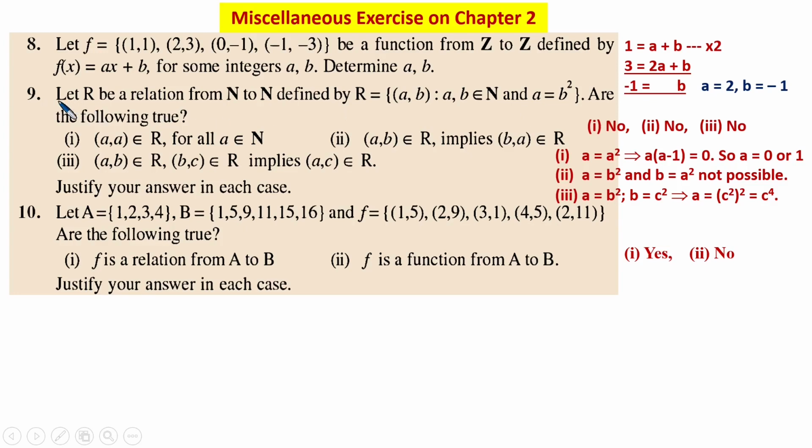So now the next problem: let R be the relation from N to N defined by R equal to the ordered pairs a comma b such that a and b belong to natural numbers and a equal to b square. So are the following true?